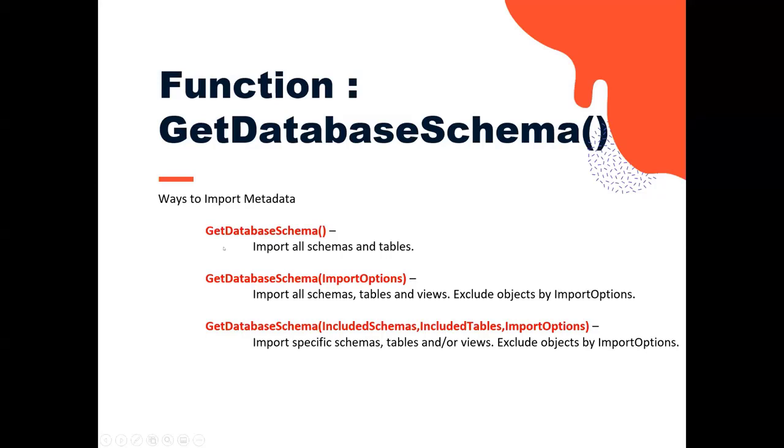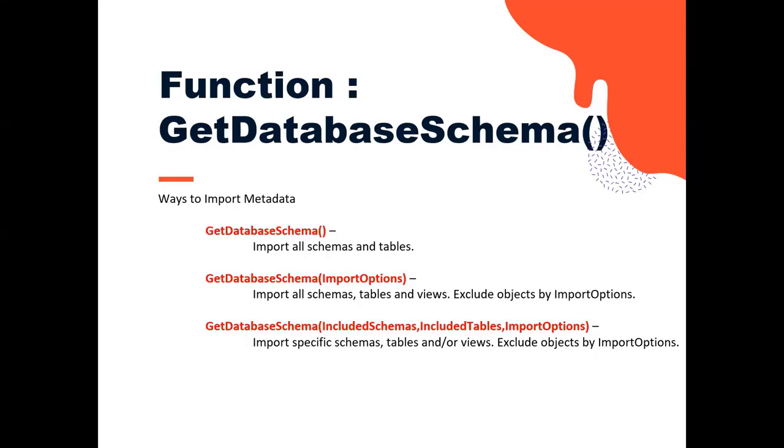The first one is we just use GetDatabaseSchema without passing any parameter. Then we can get all the tables from the source database. Here I am not putting any parameter, so I can import all the schemas and tables.